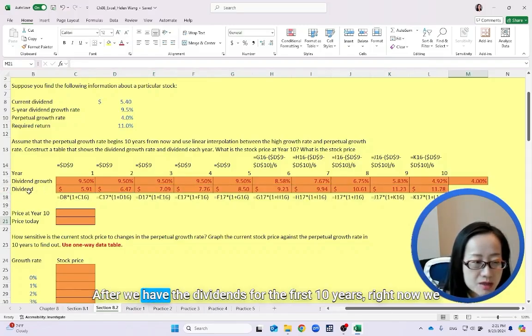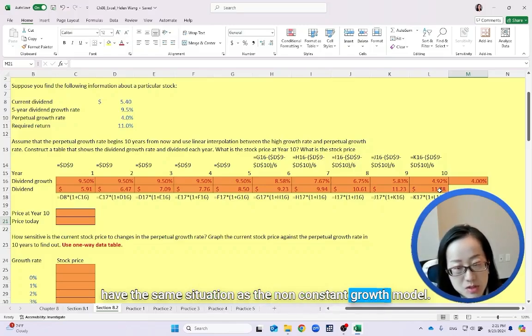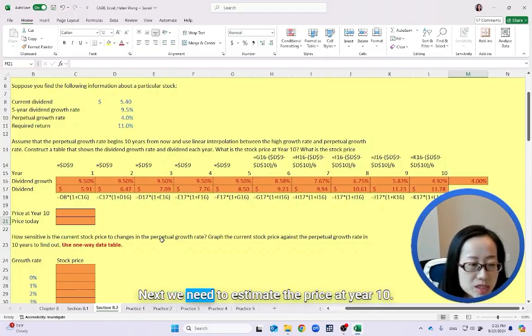After we have the dividends for the first 10 years, right now we have the same situation as the non-constant growth model. We have estimated all the dividends. Next, we need to estimate the price at year 10.